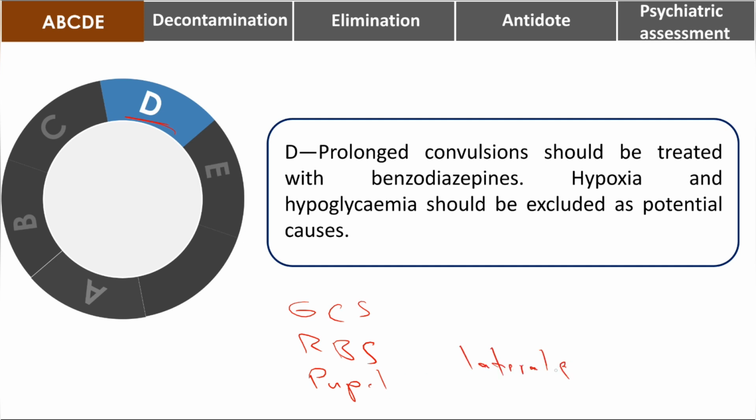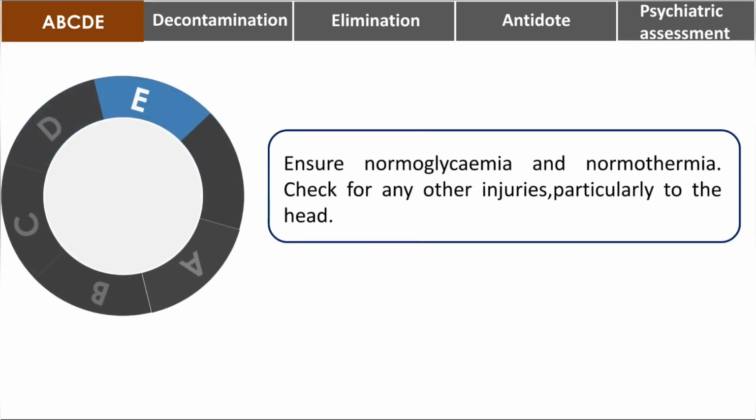If the patient is convulsing, you have to give a benzodiazepine. If the patient is hypoglycemic, you have to give hypertonic glucose. And coming to the E, exposure, you have to check the temperature of the patient. Of course, you also have to check the glucose. Normothermia should be maintained for most of these patients. And also look for any evidence of injuries, rashes or lacerations, particularly to the head.